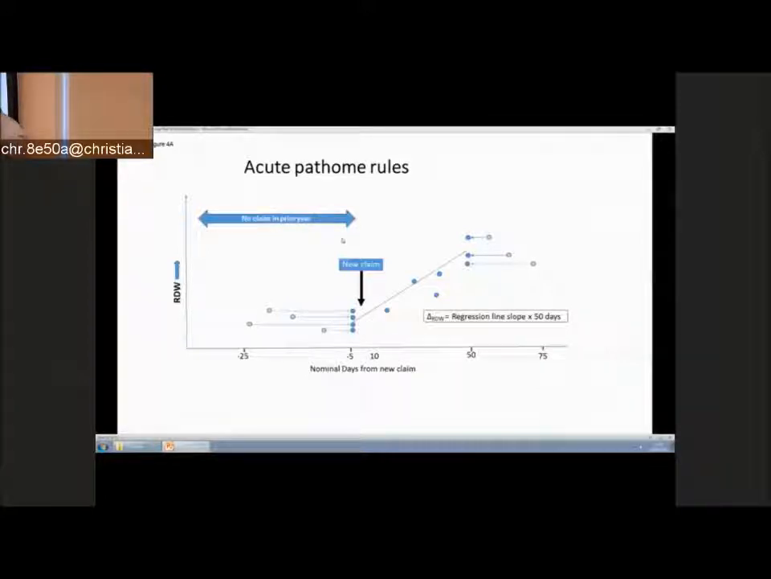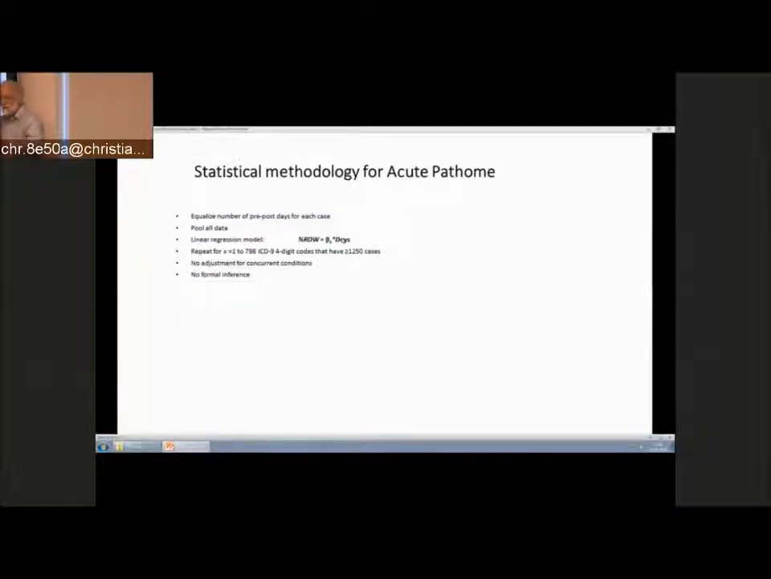And then you take all of that data and you just identify these by RDW and days from index event, from -5 to +50. And you take that data and dump it into a big heap and do a regression of RDW by days elapsed. Do it for one disease, and then you do it for up to 798 diseases, which have met a threshold of having at least 1,250 eligible cases. Don't adjust for concurrent conditions. You don't adjust for the patient characteristics because the data for before and after is always evaluated in the same patient. So those should just zero out, and no formal inference. So this is just definitely throwing against the wall. And what do we get?